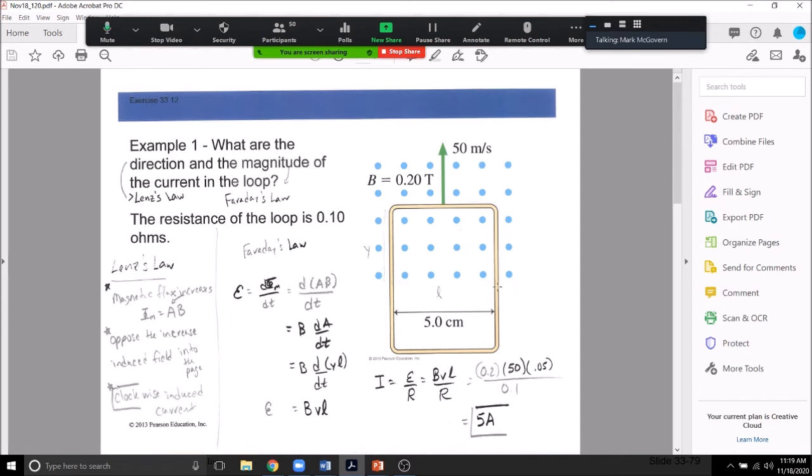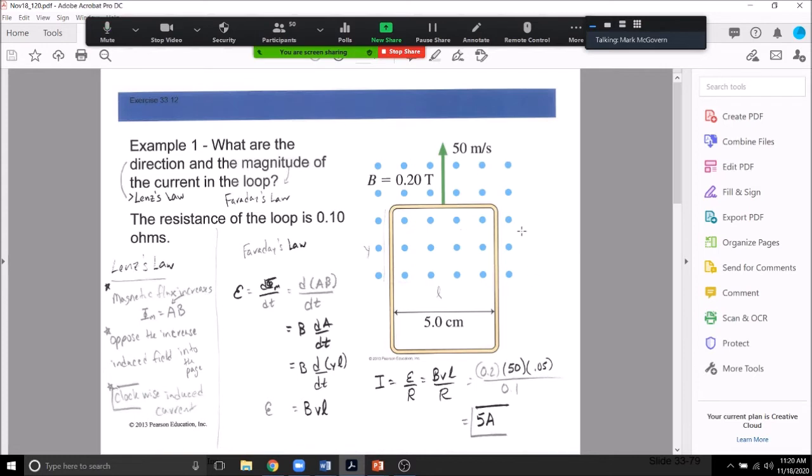All right, so we have this rectangular loop here that is being pushed into a magnetic field. The magnetic field only exists in the space that you see here. And as a result, the magnetic flux is changing because the effective area where the magnetic field is increasing.